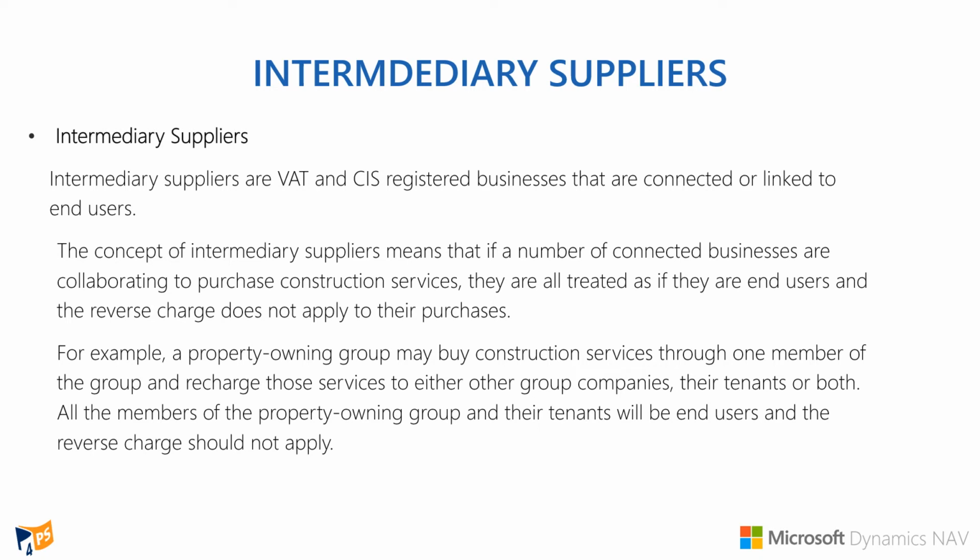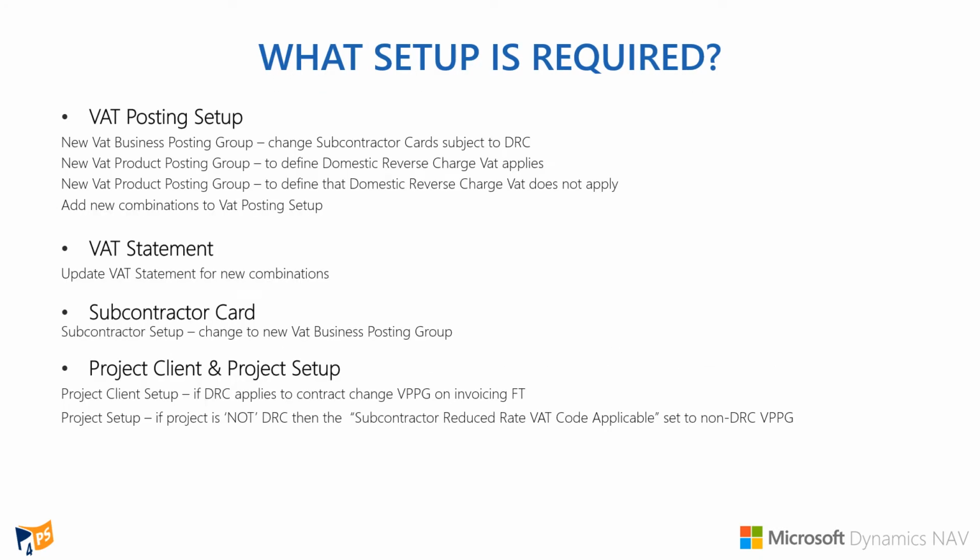We have an example here. A property owning group may buy construction services through one member of the group and recharge those services to either other group companies, their tenants, or both. All the members of the property owning group and their tenants will be end users, and the reverse charge should not apply. Okay, so moving on to 4PS Construct, what setup is required?